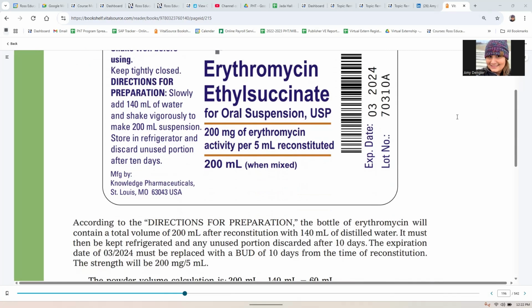According to the directions for preparation, the bottle of erythromycin will contain a total volume of 200 ml after reconstitution with 140 ml of distilled water. It must then be kept refrigerated and any unused portion discarded after 10 days. Expiration date of 3/2024 must be replaced with a BUD, a beyond use date, of 10 days from the time of reconstitution. The strength will be 200 milligrams per 5 ml.